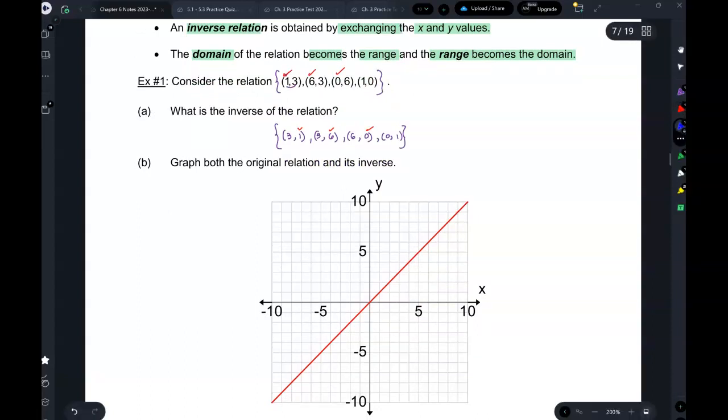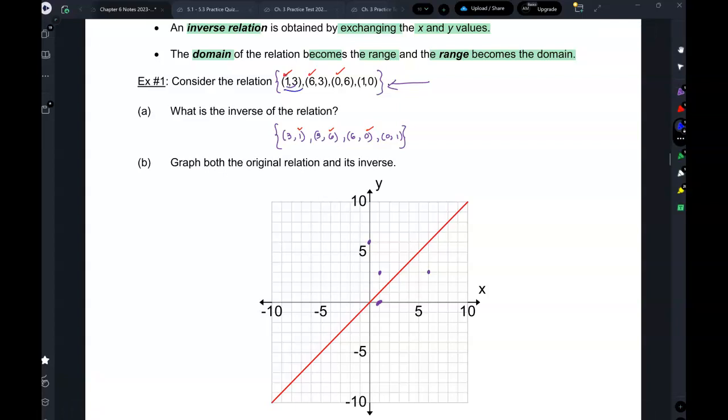Okay, let's graph the original. So I'm going to graph the original using purple. X equals 1, y equals 3. X equals 6, y equals 3. X equals 0, y equals 6. X equals 1, y equals 0. Is this a function? No, which is fine because we've been talking about a relation.